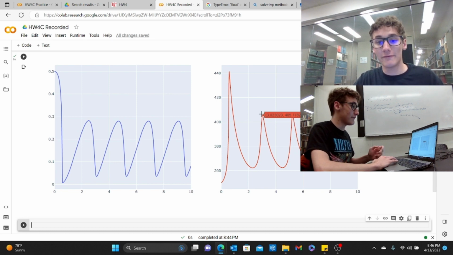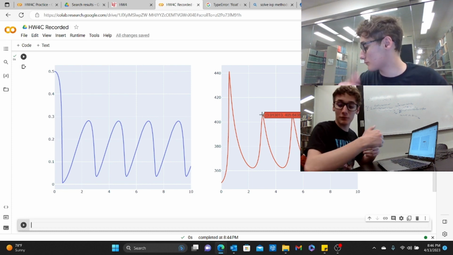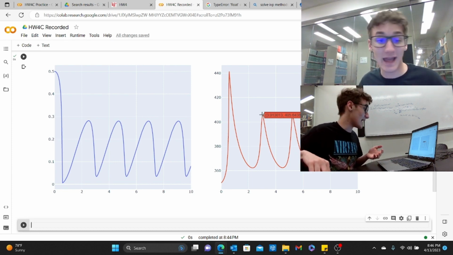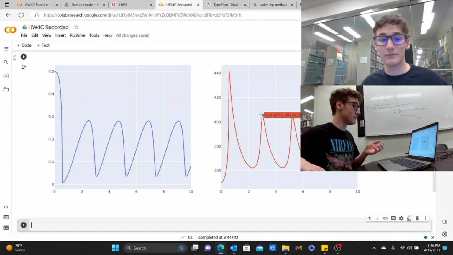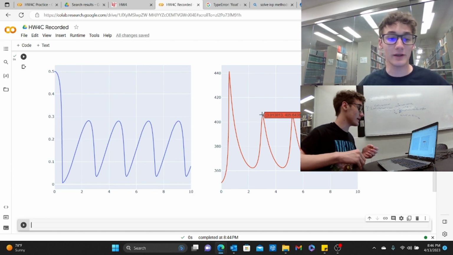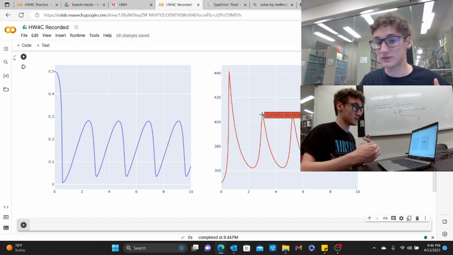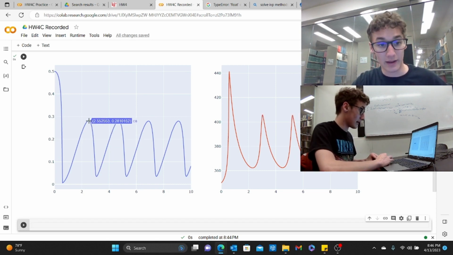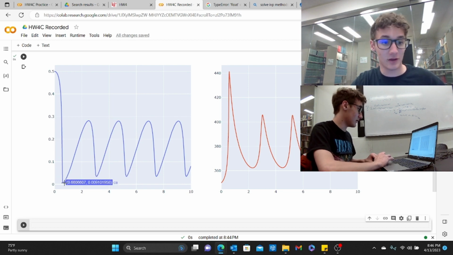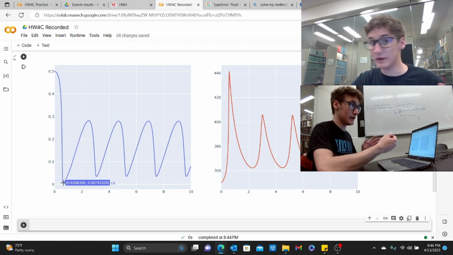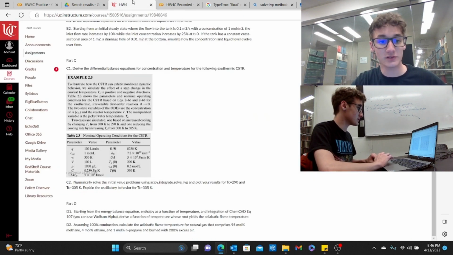And if this were an actual process, your customers would not be very happy, as you would not have a very uniform grade. It would be very hit and miss depending on which time your product was made. It could have a very high concentration or a very low concentration of A, which you want in said product. And so I hope that explains the oscillatory behavior at 305.